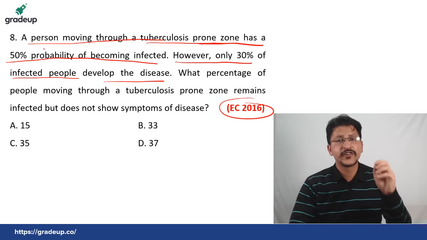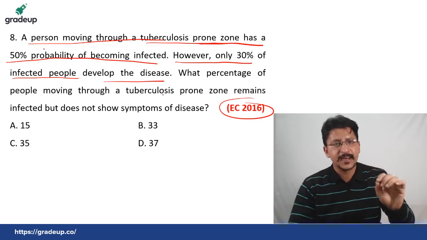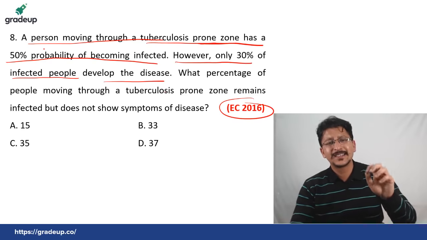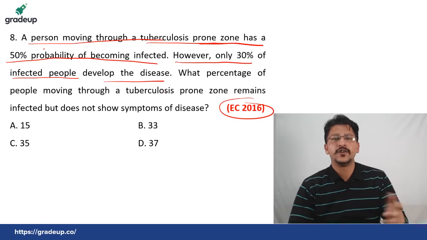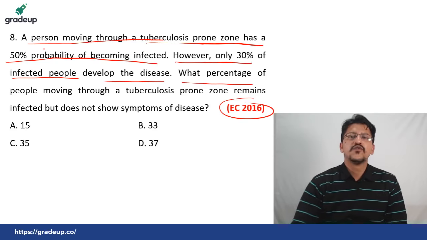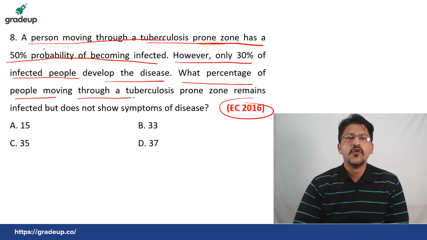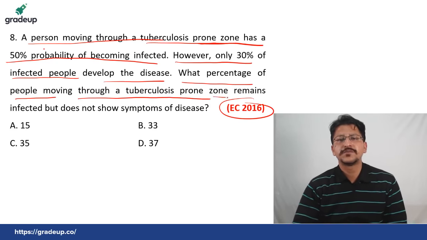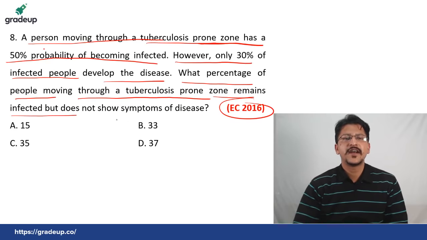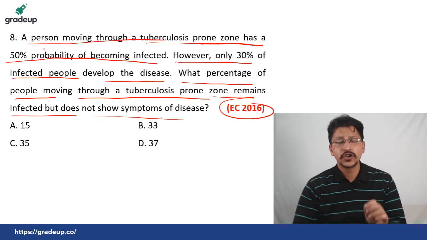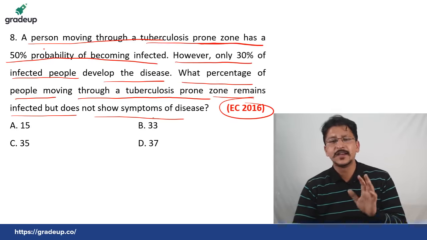First read the question, understand the language of the question, what it is asking, and only then try to solve it. Then it is asked: what percentage of people moving through a tuberculosis prone zone remains infected but does not show the symptoms of the disease?